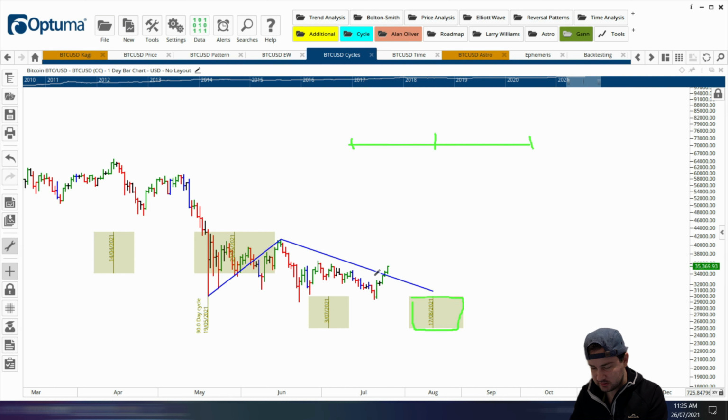Now, what is a left translation? What is a right translation? We have this midpoint here, and we want to know which side is the high on. If the market moves up and then comes down and crosses the midpoint with the high on the left-hand side, that's a left translation top.